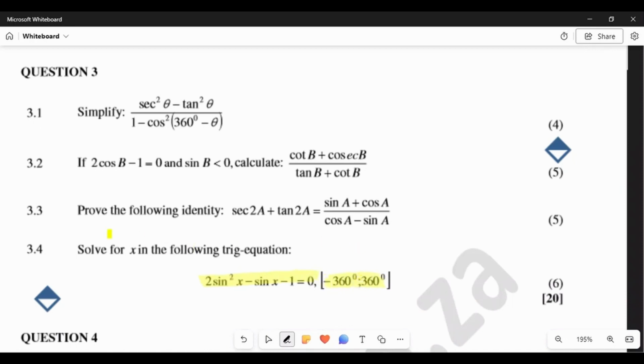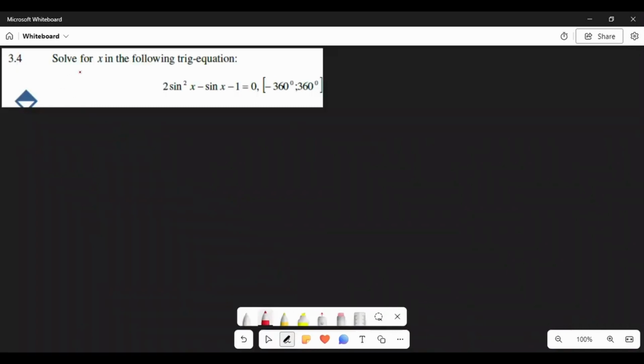Let me just copy this question here, and then post it where we are able to solve it. All right, guys, as you can see, this is 3.4. I managed to copy it and place it here. Look, guys, this one is to solve for x. We are given a domain from negative 360 to positive 360, meaning we will have to circulate the CAST diagram 2 times.